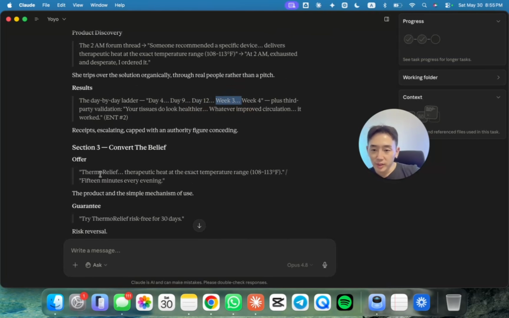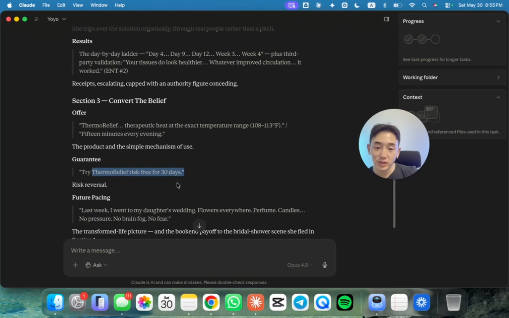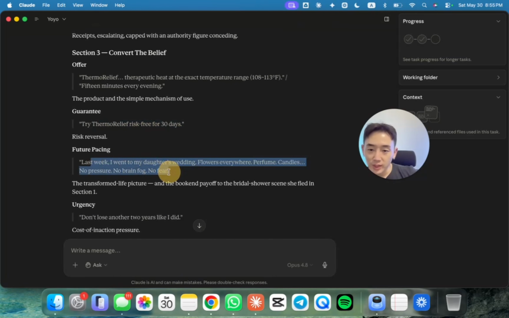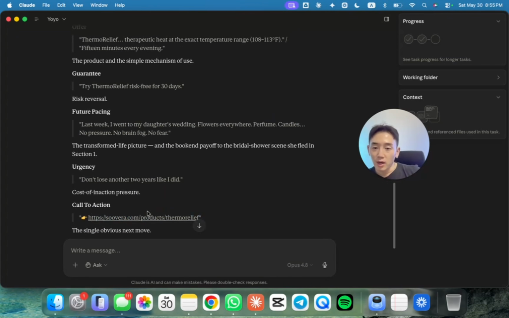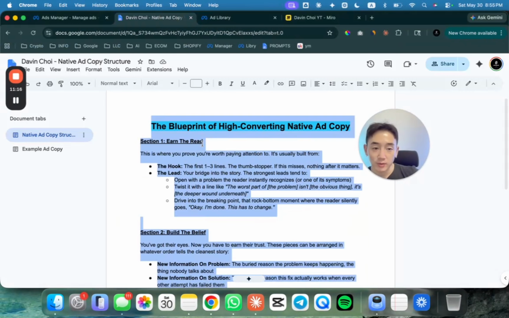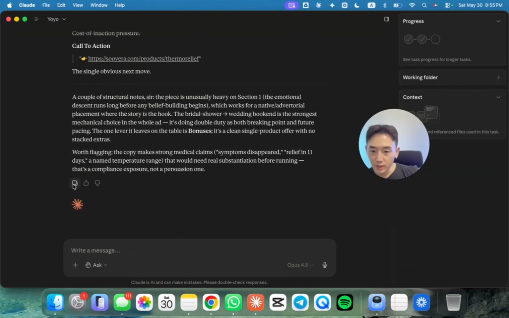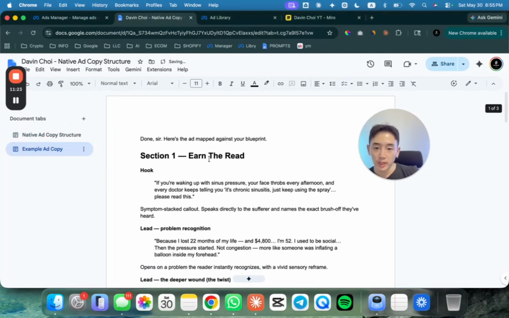Cool. Convert the belief. Offer: temper, 15 minutes every meet. Okay, cool. Risk free, for 30 days. Future pacing: last week I went to my daughter's wedding. Urgency: don't lose another two years like I did. Call to action: they put the link here to the page that they're sending their traffic to. So yeah, everything follows this structure if you actually want it to be a successful ad copy, right? Now I'll link this right here for you guys to read over in more detail.